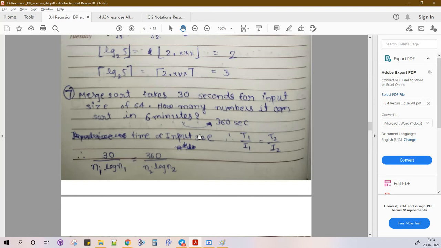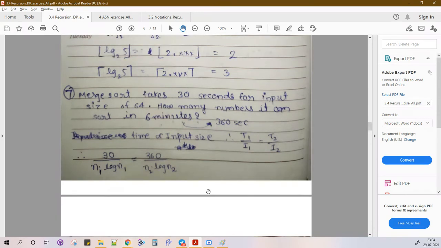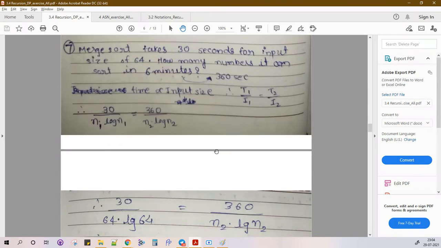Merge sort cannot be order of n, because we are dividing everything into two parts and then solving. Okay, I'll go through the videos again and send that particular problem, sure. Because I guess there is no algorithm which can do sorting in order of n.